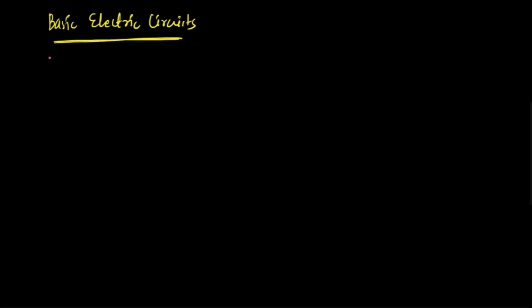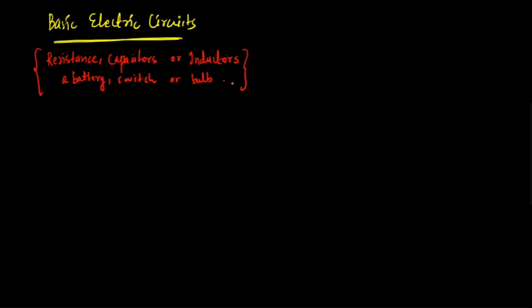So if we try to define what a basic electric circuit is, those circuits have a combination of resistance in them, might have a combination of capacitors, and later on we are also going to talk about combinations of inductors. Apart from this, a battery, a switch, or any other component like a bulb or something. When these things come together, they form a basic electric circuit.